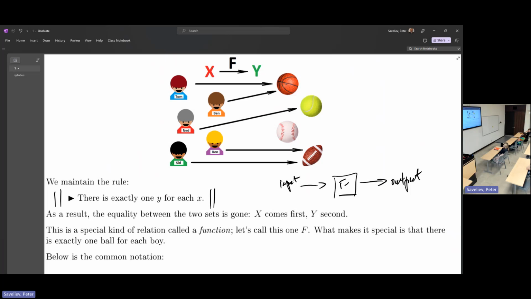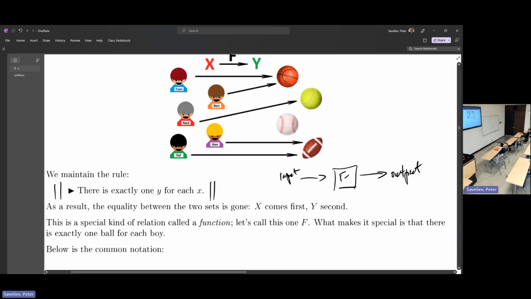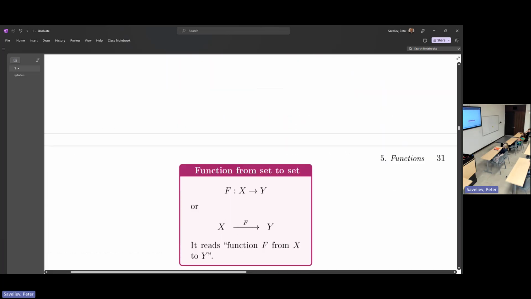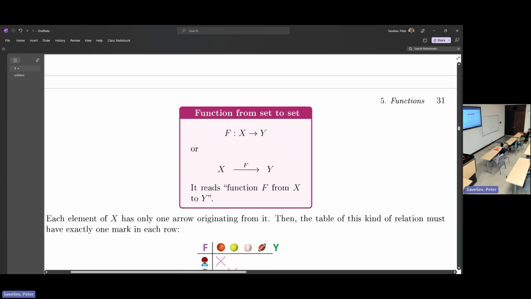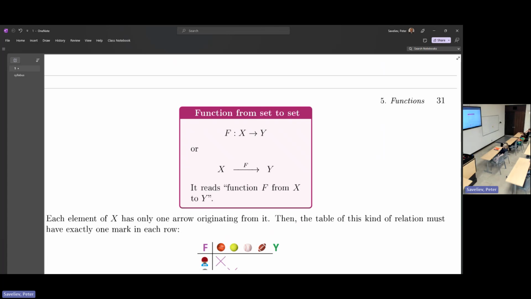Okay, so the requirement applies to x's, not to y's. I'm not saying there is exactly one x for each y, and you can see it's not the case. A baseball has nothing, and basketball has two. So that standard does not apply to y's, to the outputs. For outputs, there is no restriction. So once again, that's the notation.